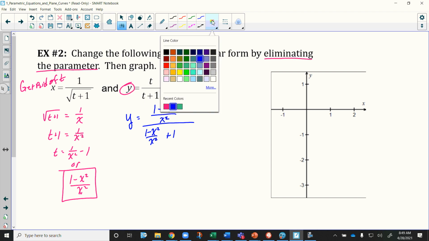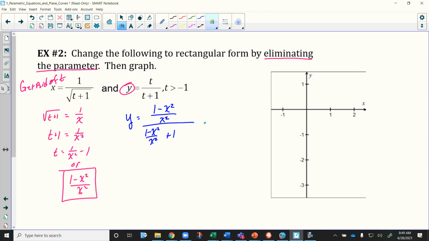Well, to clean up this complex fraction, I'm going to take both the numerator and the denominator and multiply them by x squared, so we can eliminate the denominators that are here. We want to get rid of those and simplify a little bit. If I multiply the top and bottom by x squared, I wind up with 1 minus x squared in the top, and in the bottom, 1 minus x squared plus x squared, when I multiply the x squared and the 1 together.